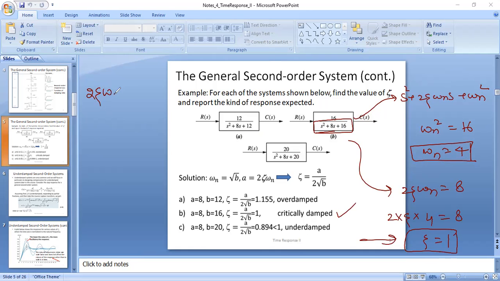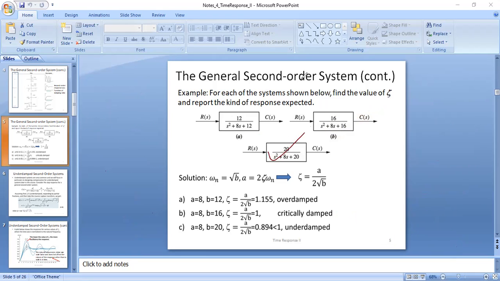2 zeta omega n equal to 8. Zeta is equal to 8 by 2 into omega n, that is 8 by 2 into 4. This is 8 by 8, which is 1. Okay. Now this question you do by yourself.